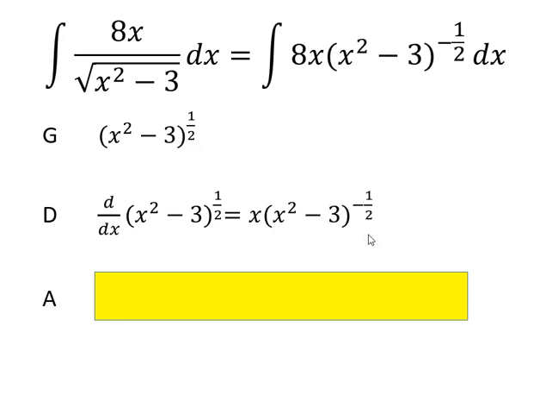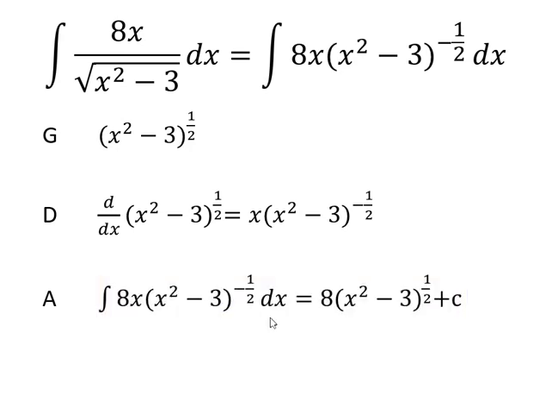Okay, compare this to the original function and you can see that our original function is 8 lots of our derivative. So to adjust our guess, we just need to multiply it by 8. So we can say that the integral of our original function is 8 lots of our guess plus the constant.